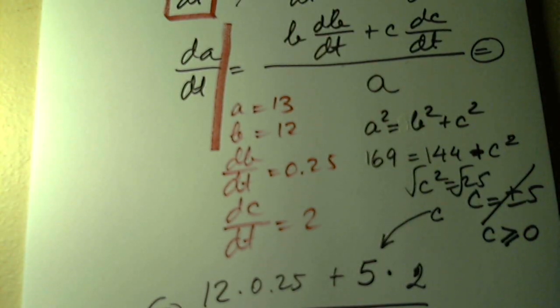Okay, so now dA over dt equals, in parentheses please, 12 times 0.25 plus 5 times 2, which is 10. Don't forget to close the parenthesis. And we divide by 13. Oh, look at that, 1. Interesting.